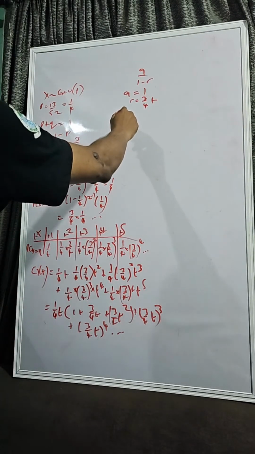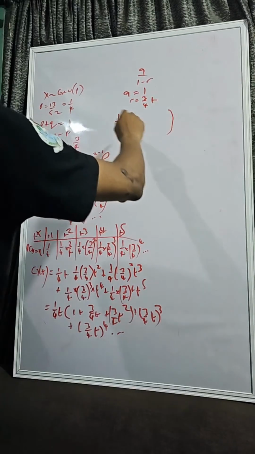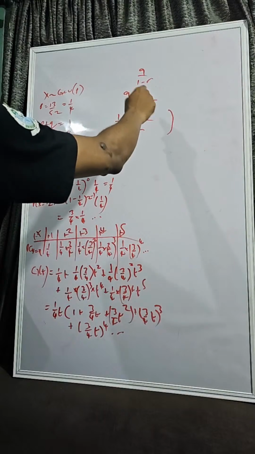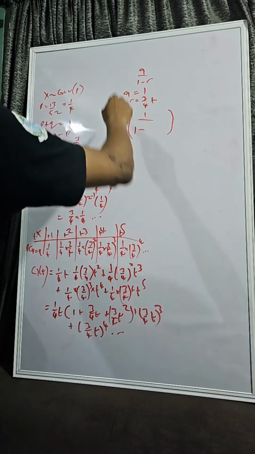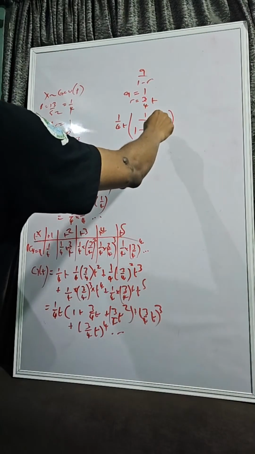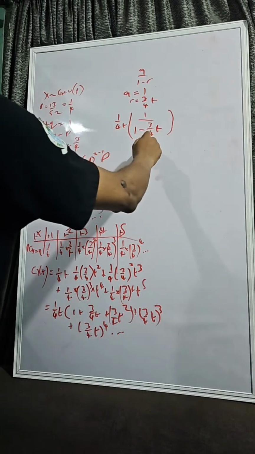One of 4t is outside. This has turned to a geometric series. Our a is 1, minus a geometric infinite series. That's why I'm using this formula: 1 over r, which in this case is 3 over 4t. So let's find the LCM of this.